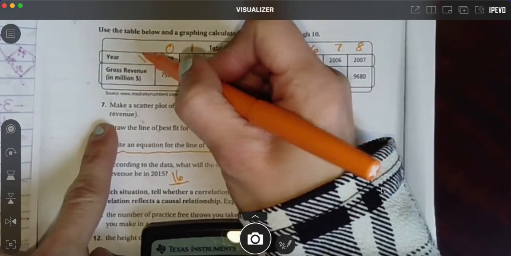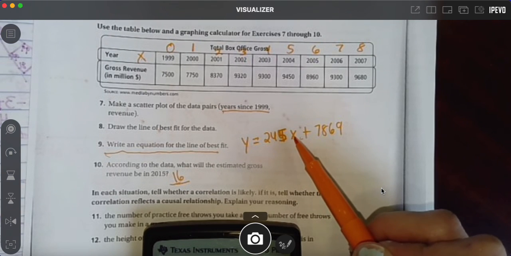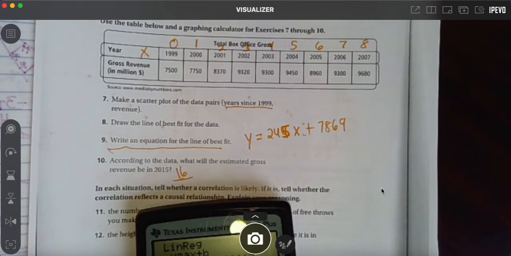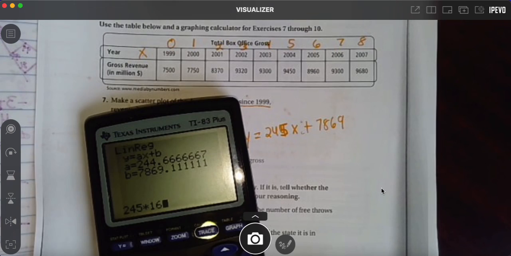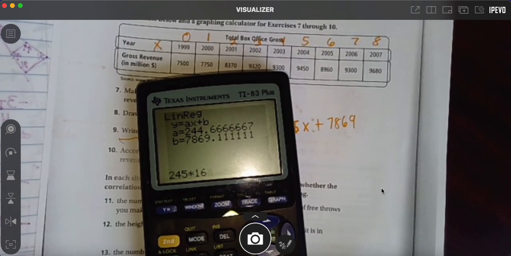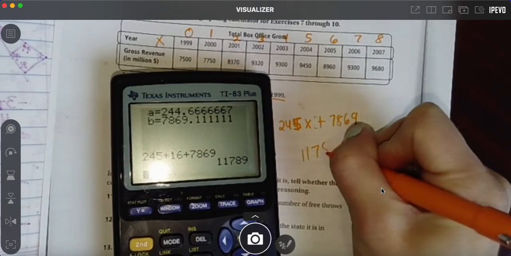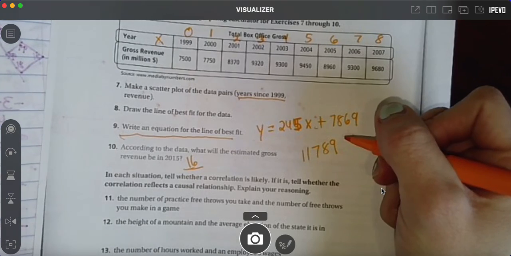Remember, your x value is your years. So I just do 245 times x plus that. 245 times 16. I'm just going to keep typing. So I just did 245 times 16 plus 7869. All right? And I get 11,789.